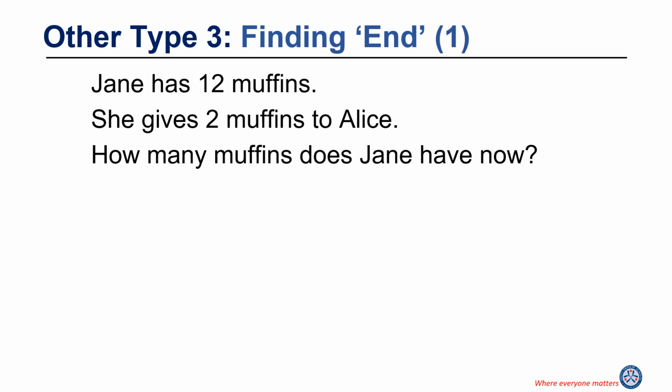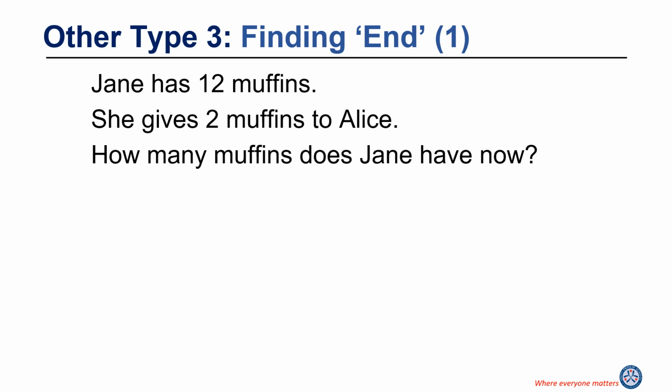Let's move on to another type of word problem which requires us to find the end. Jane has 12 muffins. She gives 2 muffins to Alice. How many muffins does Jane have now? In this word problem, we know the number of muffins Jane has at the start, which is 12. We want to find the number of muffins she has after giving 2 muffins to Alice, which in this case is finding the end result.